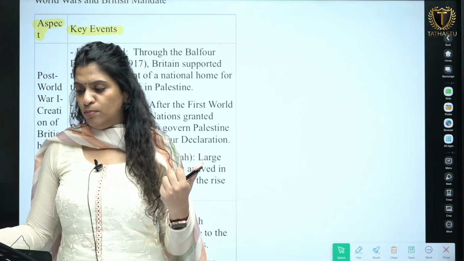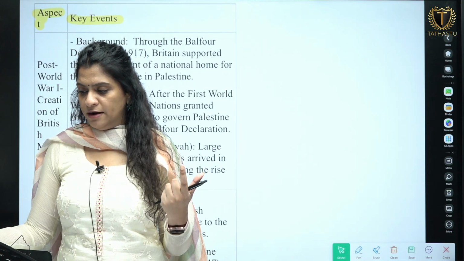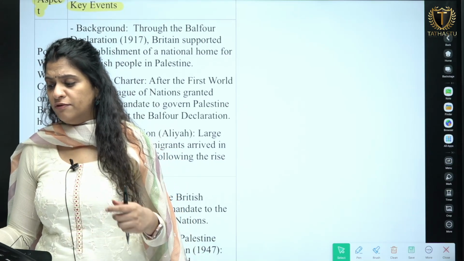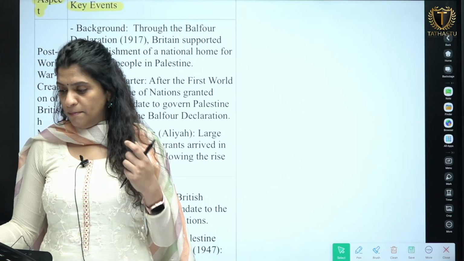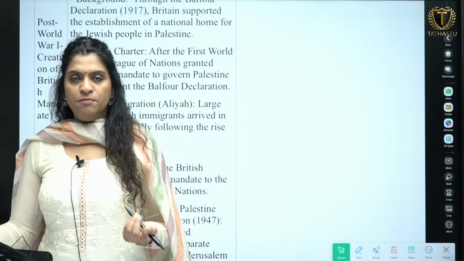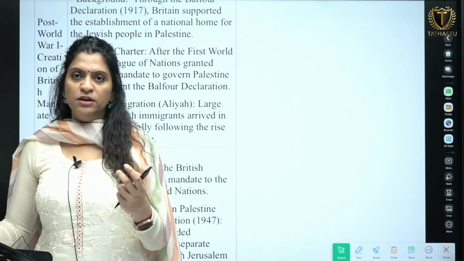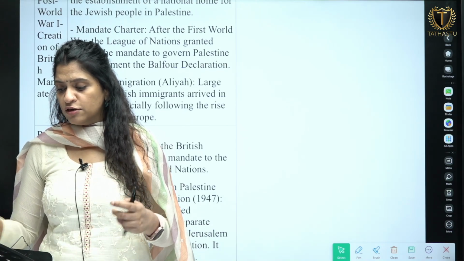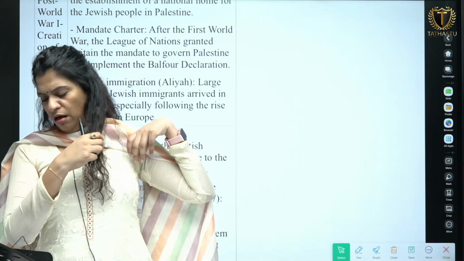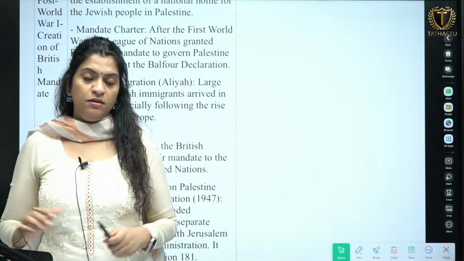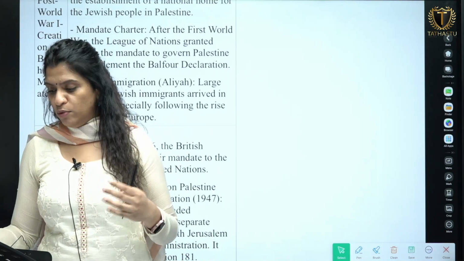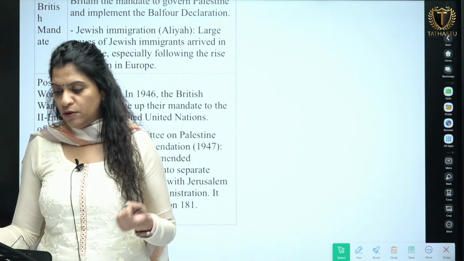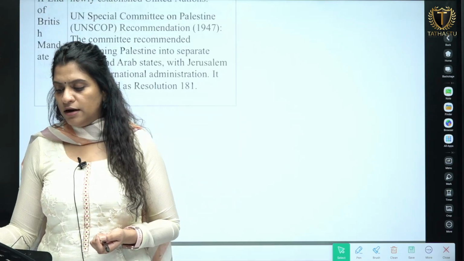Like जैसे कि background post World War I, creation of British mandate. तो Balfour Declaration. Through the Balfour Declaration, Britain supported the establishment of a national home for Jewish people in Palestine. देन मैंडेट चार्टर एंड ज्यूइश इमिग्रेशन, आलिया जिसको बोलते हैं, ज्यूइश इमिग्रेशन जब हुआ था उसको आलिया बोलते हैं. लार्ज वेव्स ऑफ ज्यूइश इमिग्रेंट्स अराइव्ड इन पैलेस्टाइन स्पेशली फॉलोइंग द राइज ऑफ नाजिज्म इन यूरोप. So then the major event which happened is post World War. Post World War में क्या हुआ? The British decided to give up their mandate to the newly established United Nations, and then there was a role of the UNSCOP as well that you can read on your own.